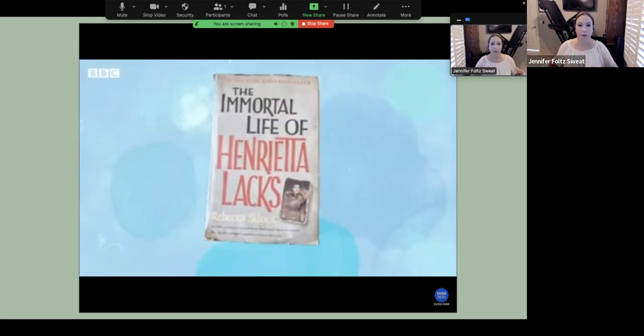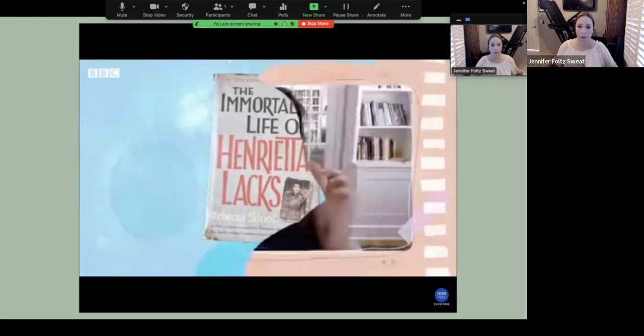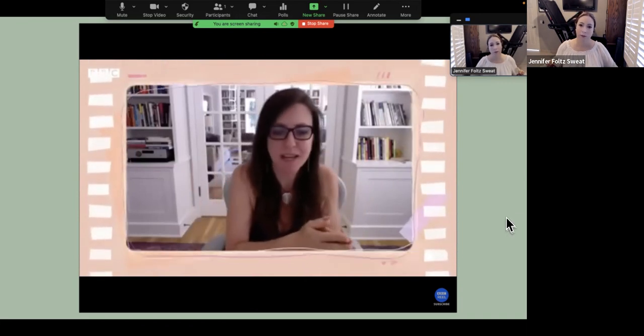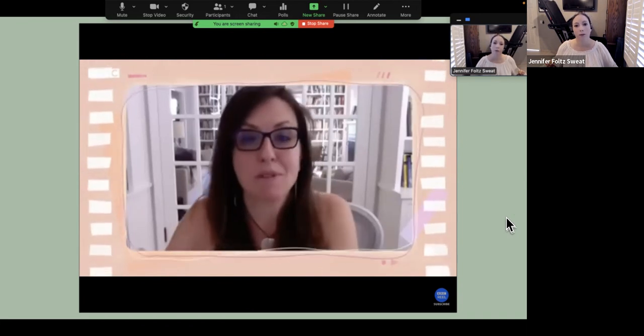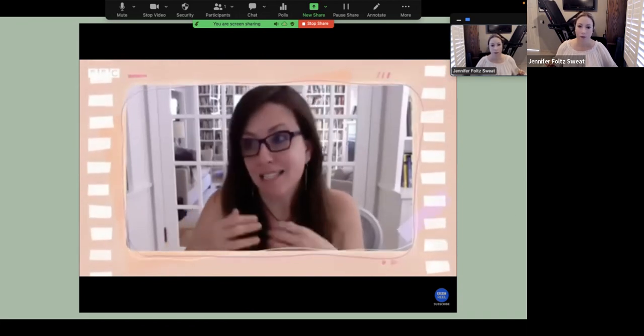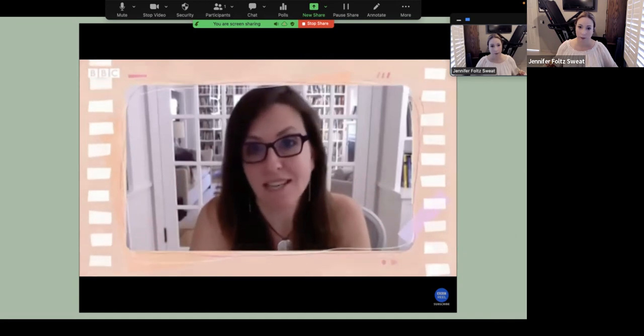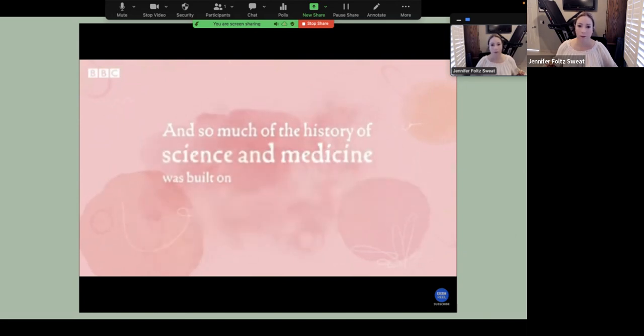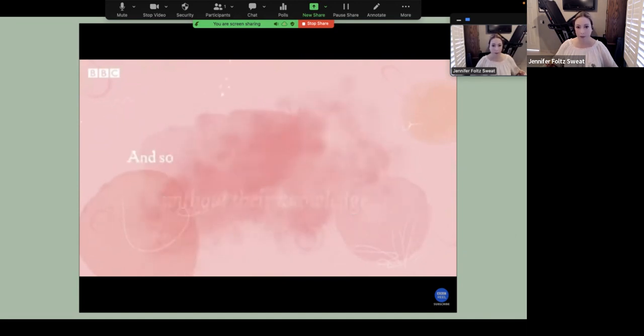The Immortal Life of Henrietta Lacks is about so many different things. It's about science and communication and how important it is for scientists to be able to communicate with the public. It's a story about journalism, what happens when people tell your story. It's very much a story about race and science and race and medicine. So much of the history of science and medicine was built on the backs of Black people without their knowledge. And so it's so important that Henrietta's story be told as part of that history.